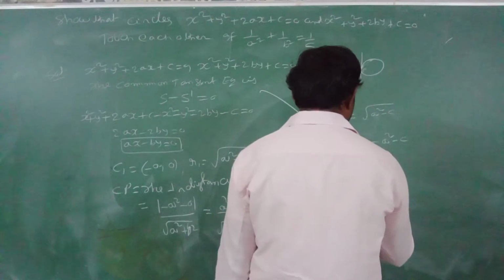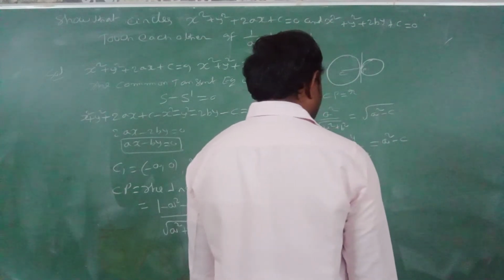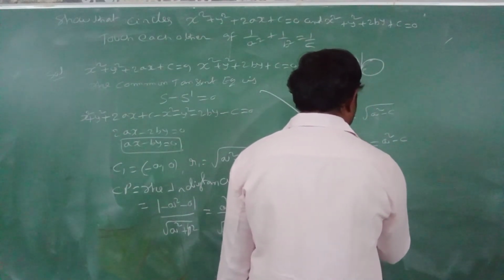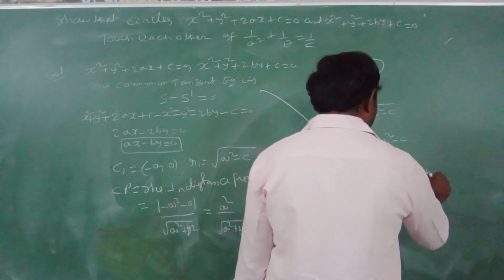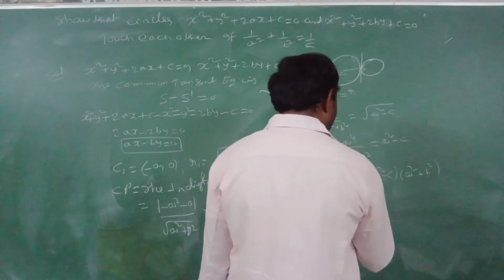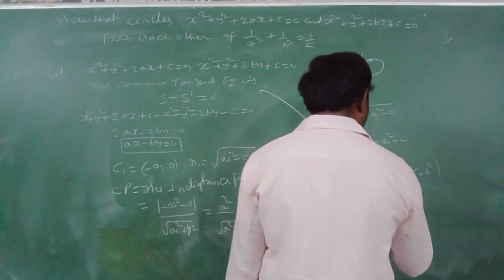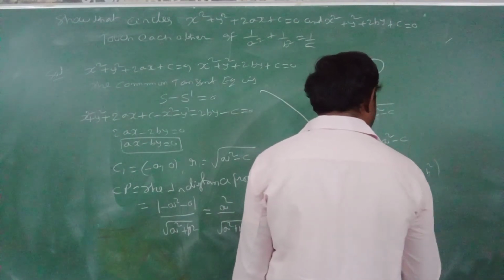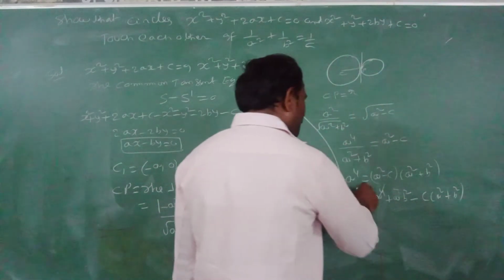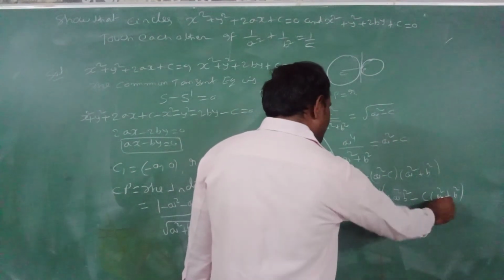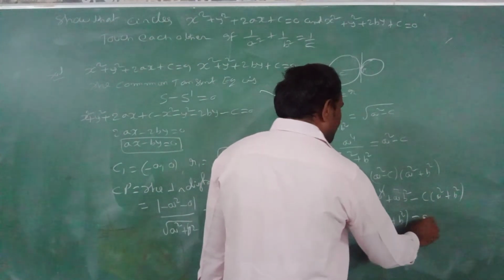That is equal to a power 4 into a square minus c into a square plus b square, that is equal to a power 4 plus a square b square minus c into a square plus b square. So a power 4 is cancelled. This one, take c into a square plus b square is equal to a square b square.